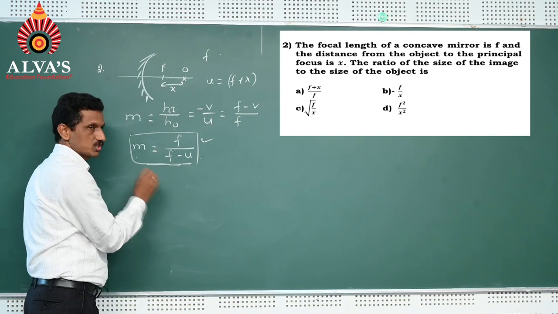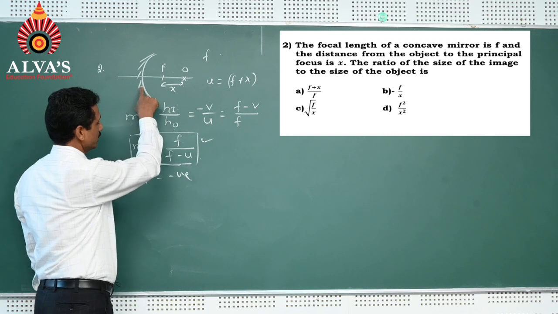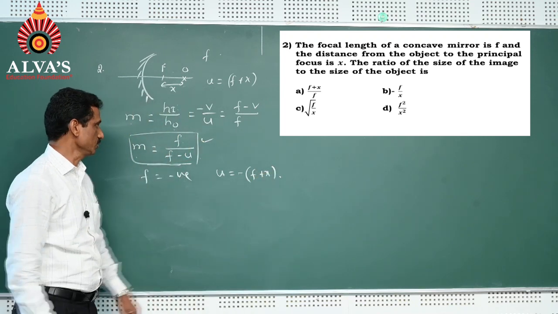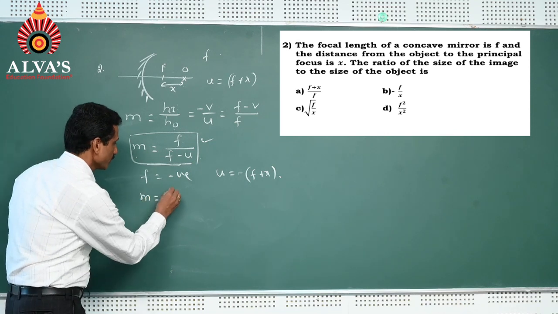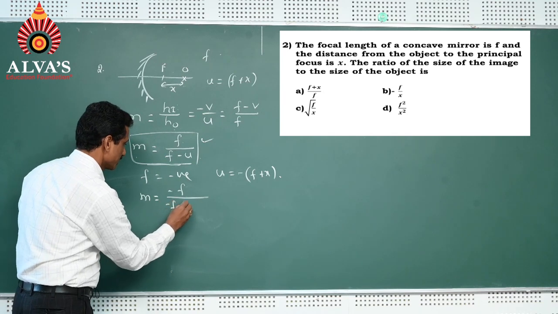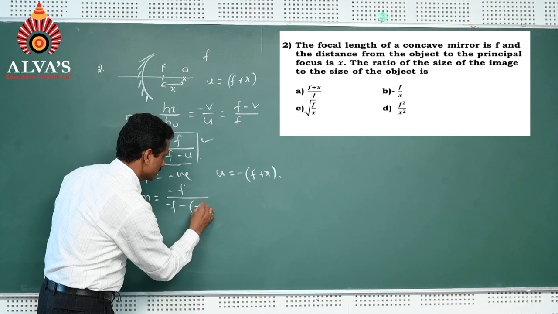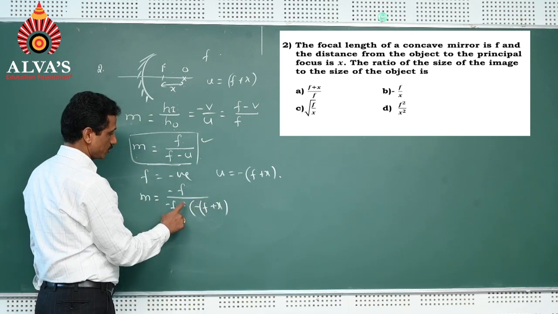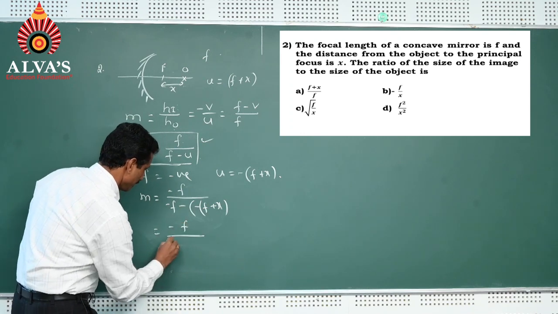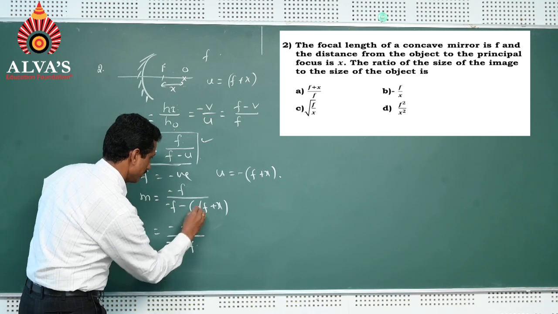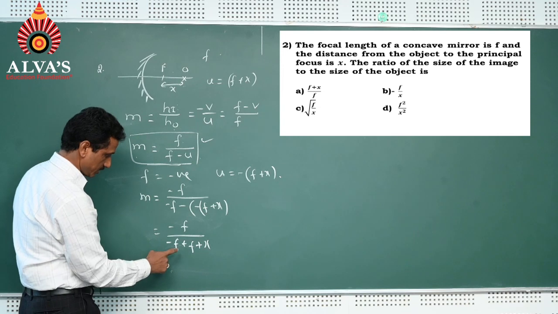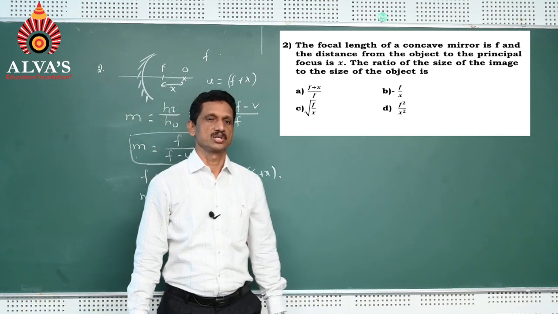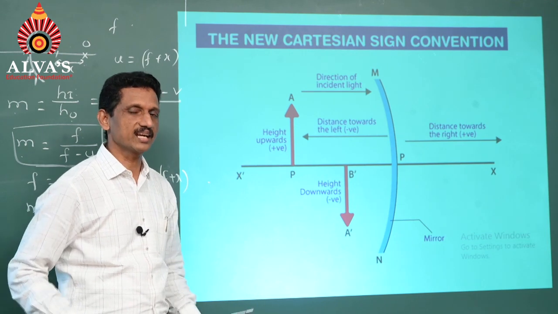Using sign convention, f is negative for a concave mirror, and u is also negative, it is equal to minus of f plus x. Substituting in this equation, m is equal to minus f divided by minus f minus of minus f plus x. So minus of minus is plus, that is minus f divided by minus f plus f plus x. Therefore f cancels, it is equal to minus f by x. Therefore answer is B.